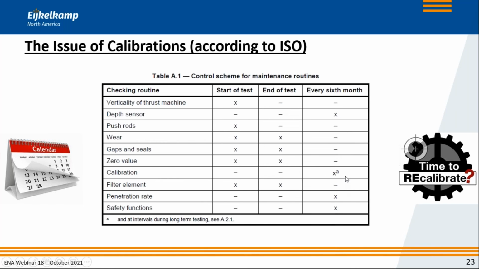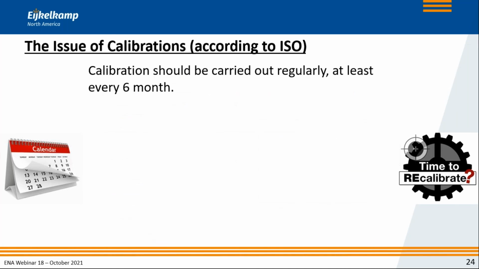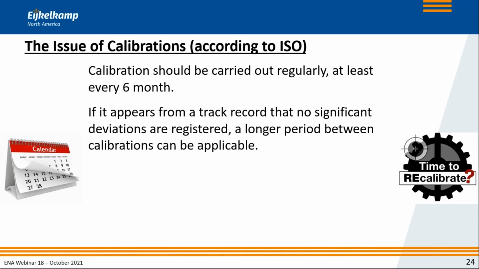And at first sight, yeah, it appears that the ISO standard is a little bit more specific than the ASTM standard, because it states in there that you shall do a calibration every 6 months, or at intervals during longer term testing. So at least every 6 months. But then it also says that if it appears from a track record that no significant deviations are registered, a longer period between calibrations can be applicable.